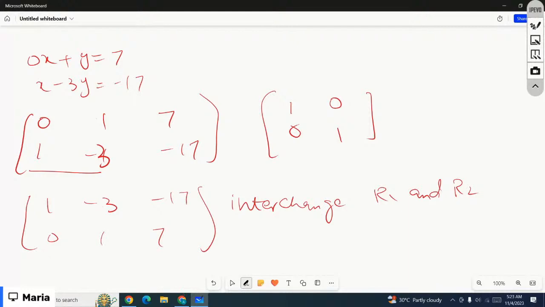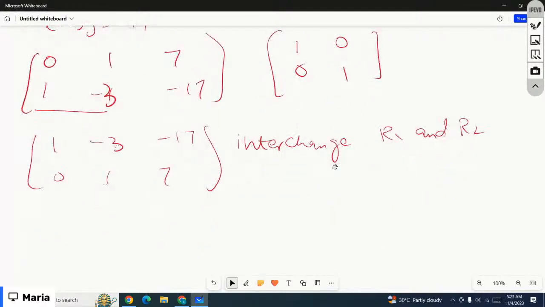Okay, now you need to make 0 here, right? How do you make 0? Multiply R2 by 3 and add it to R1. So you have to do R1 plus 3R2. You are applying this operation on R1, right? The first one is R1. So here you have 0, right? So 1 minus 0, negative 3, and 3 times 1 is 3, negative 3 plus 3, negative 17, and plus 3 times 7 is 21.